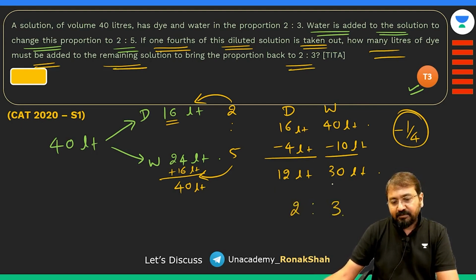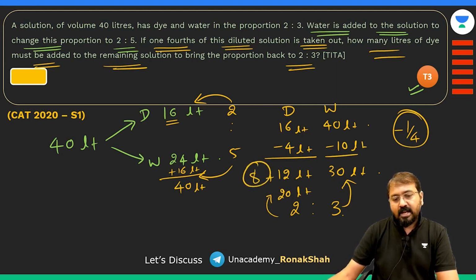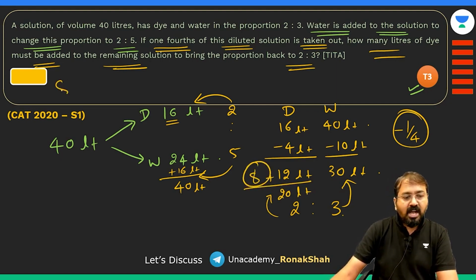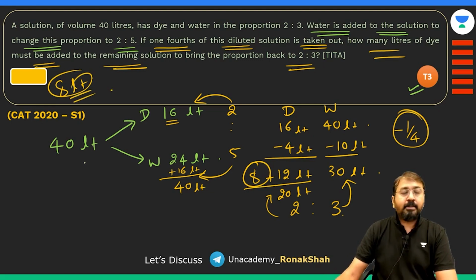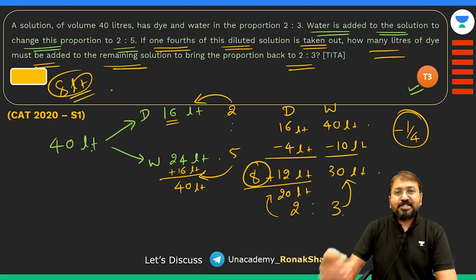So can we say if this is 30 liters, this has to be 20 liters over here. So what should we add? We should add 8 liters in this. Yeah, only then it will become 20 liters. So our answer is 8 liters of dye should be added. Have you understood this? It's a very simple question.